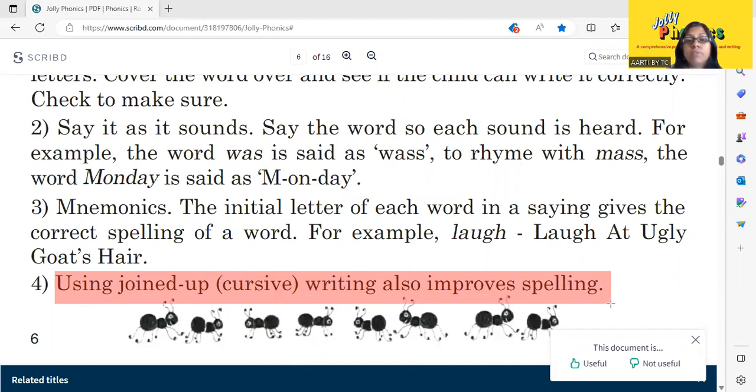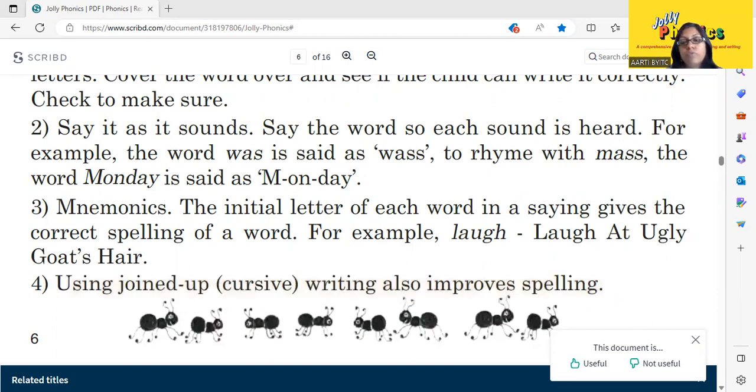Using joined up cursive writing. Now, cursive writing is also important and linked with your writing part and tricky spelling words, because here you are actually improving the spelling when we are writing them attached. The child is able to relate the whole word because the whole word is attached by the stroke. Very simple. So there is a logic behind it. And this is how we enhance the understanding of the tricky words, right?